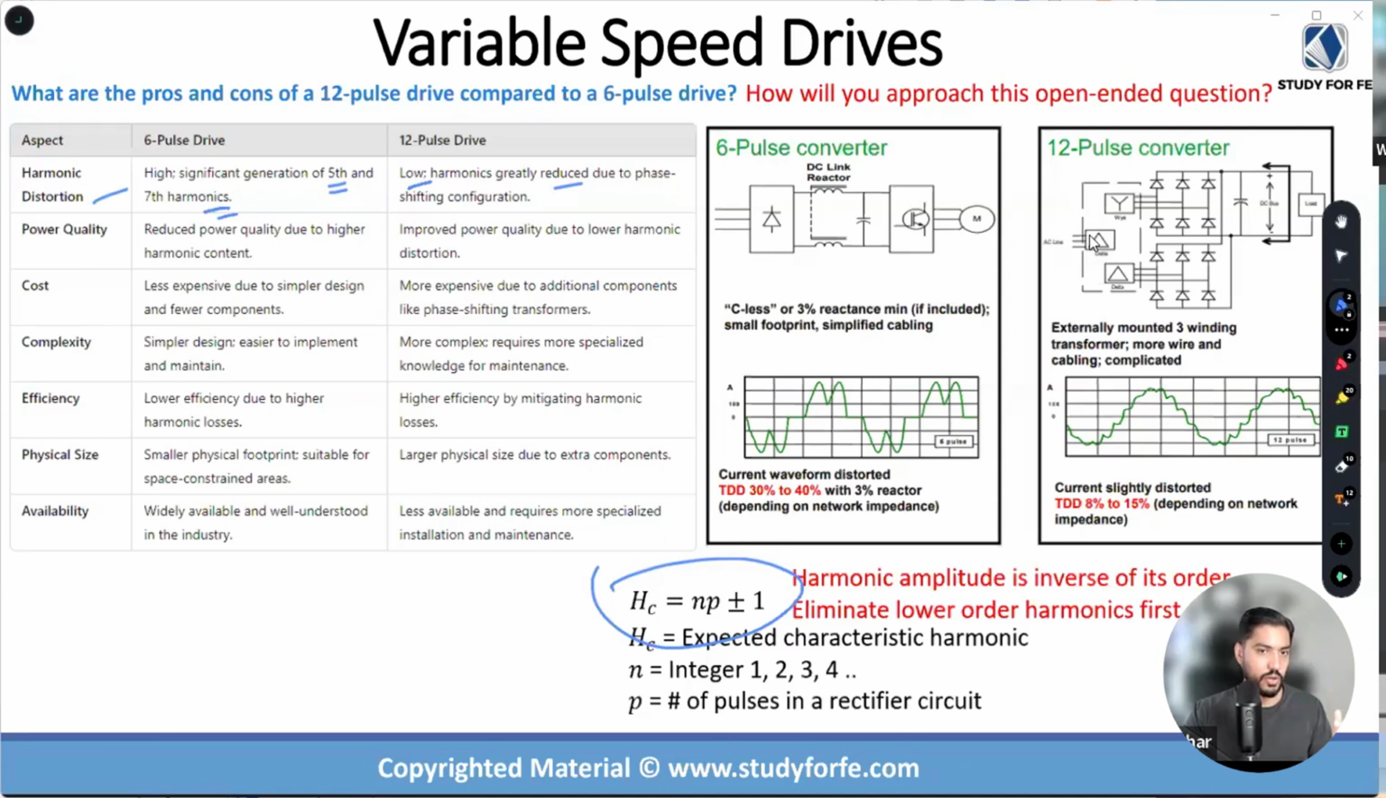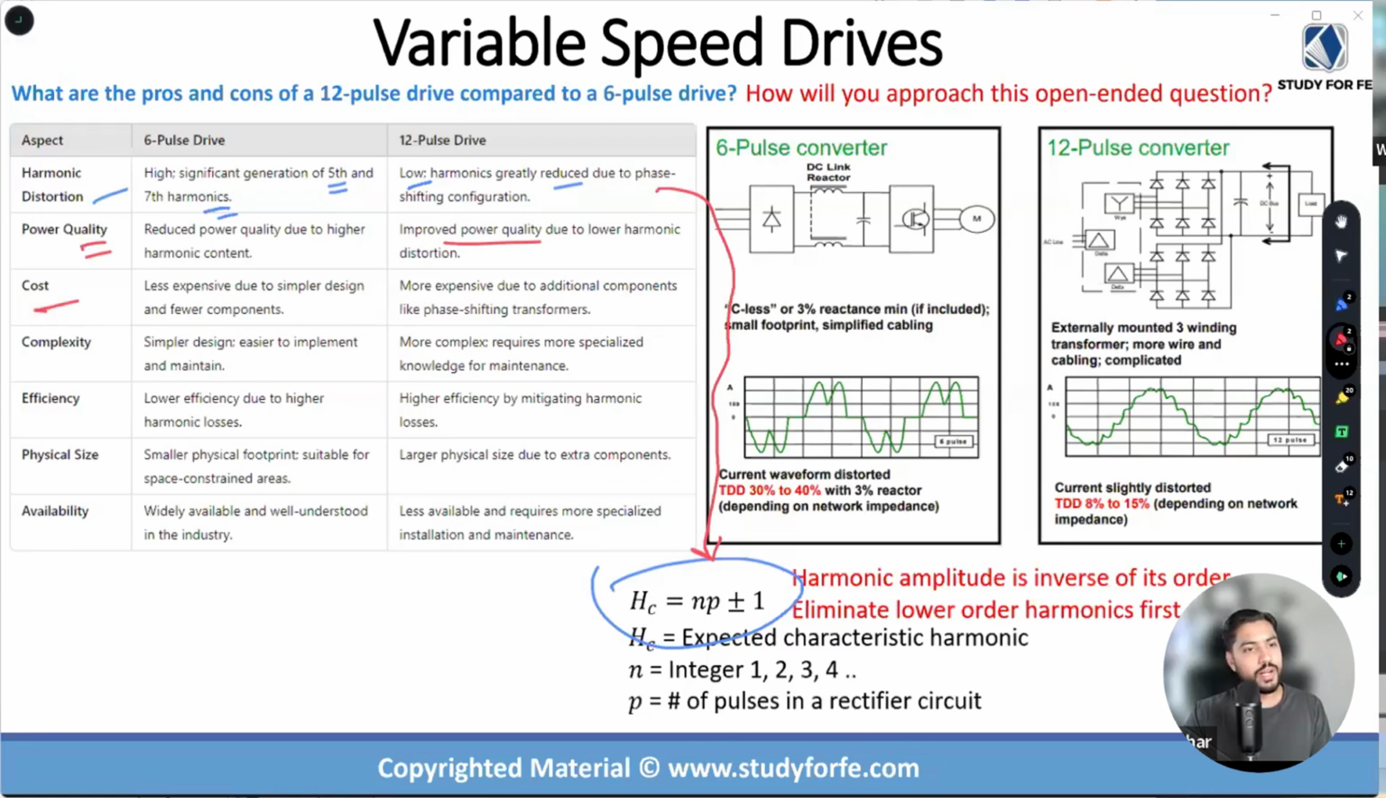And there's also phase shifting configuration, and we can go in that detail, but I don't think that's necessary. If you just make use of this equation, this will be decent enough, good enough for you to understand why it does not include lower order harmonics. Obviously, the power quality is much better with the 12 pulse, right? The cost is the only con.